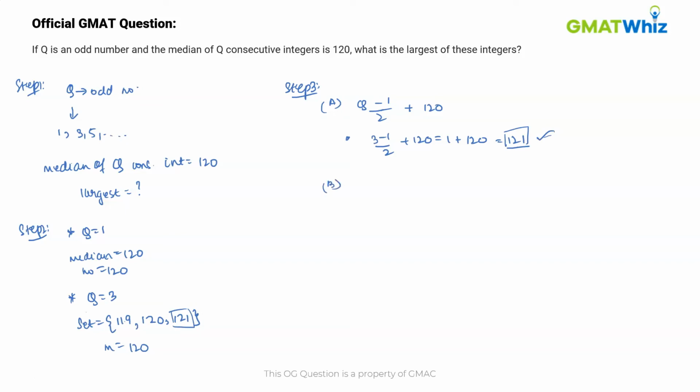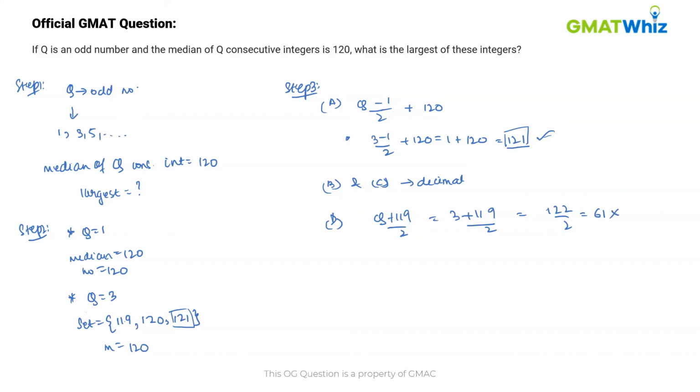But we checked for the other options as well. Now options B and option C are eliminated because they give us a decimal value, and we know that none of the numbers in the set are decimal, all of them are integers. Now the option D tells us that (q plus 119) by 2 will give us (3 plus 119) by 2, which is equal to 122 by 2, which is 61. Now since we know that 61 is not the largest of these integers, we eliminate option D as well.